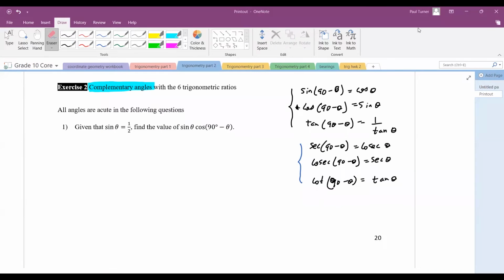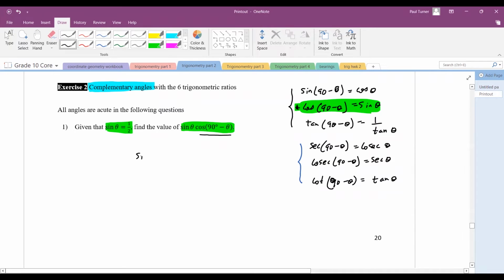So for question 1, we are given that sine theta is a half, and we want to find the value of sine theta cos 90 minus theta. So we're going to have to use our complementary rules written on the right here. And we notice we've got a cos 90 minus theta. So if we look over here, this cos 90 minus theta can be changed to sine theta, which is what we need to do.